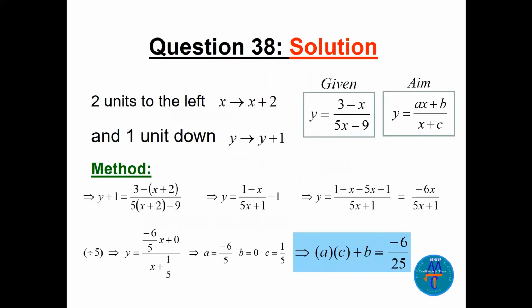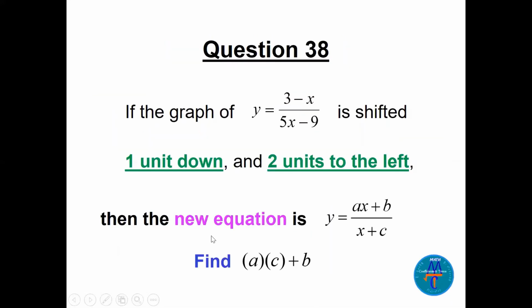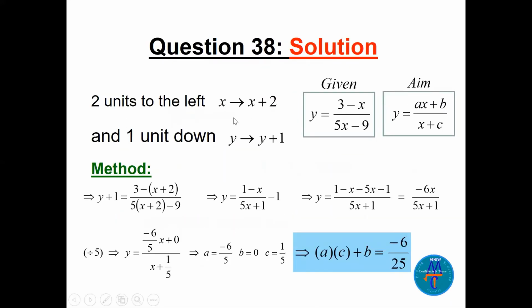Okay. Now, 2 units to the left. You see, you have to check here. 2 units to the left, that means x becomes x plus 2. So every x, up and down, everywhere in the equation, this is the given, and this is the aim. So every x here, I put in the bracket, x plus 2. Now 1 unit down on the y, so y will go to y plus 1. So I have one y there, so I put y plus 1. I can move this plus 1 to the other side, it becomes minus 1. And then I simplify the whole function until I reach y equals minus 6x over 5x plus 1.